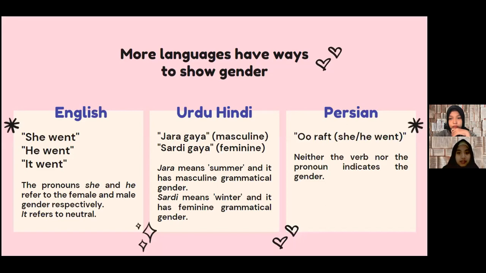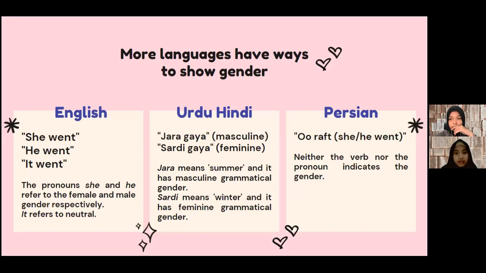So, many languages have ways to show gender. Let's take a look at the slide. We have examples in English, Urdu, Hindi, and Persian. In English, we know that she went, he went, and it went. The pronouns she and he refer to the female and male gender respectively, and it refers to neutral. In Urdu and Hindi, Jara Gaya and Sardi Gaya. Jara means summer and it has masculine grammatical gender, while Sardi means winter and it has feminine grammatical gender. And in Persian, Raft, neither the verb nor the pronoun indicates the gender.